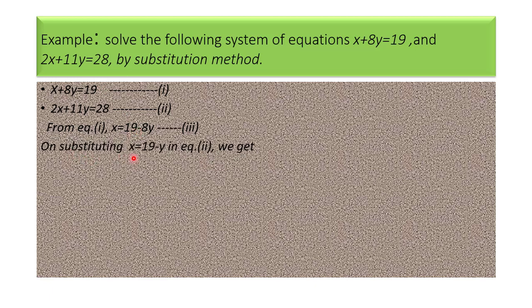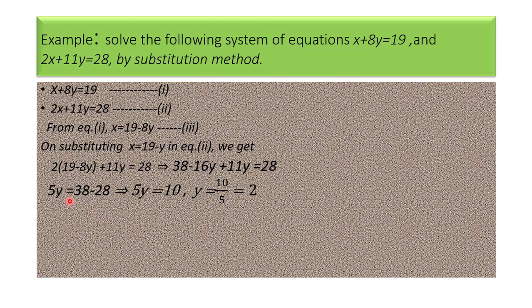Then on substituting x equals 19 minus 8y in equation second, we put the value of x in equation second. 2 multiplied by 19 minus 8y, plus 11y equals 28. That's 38 minus 16y plus 11y equals 28. Then 5y equals 10 and y is equal to 2.